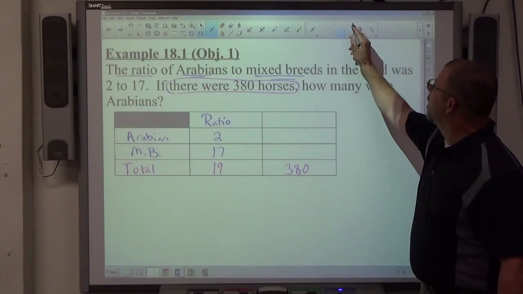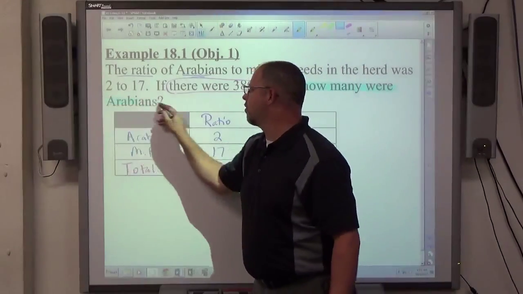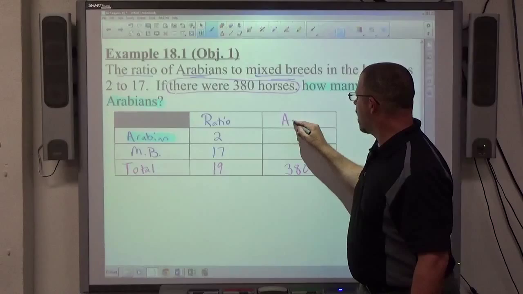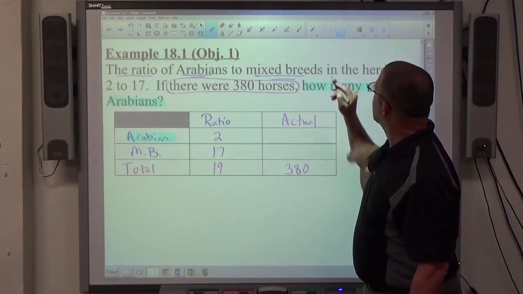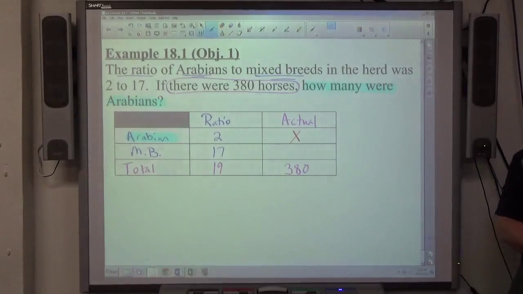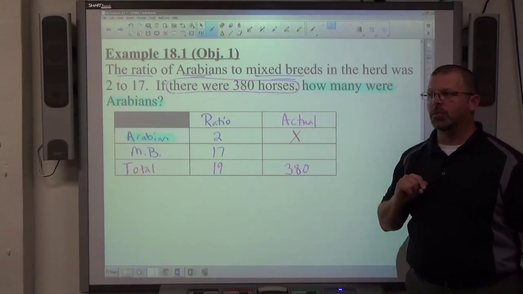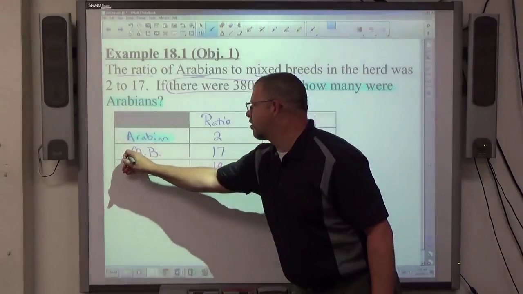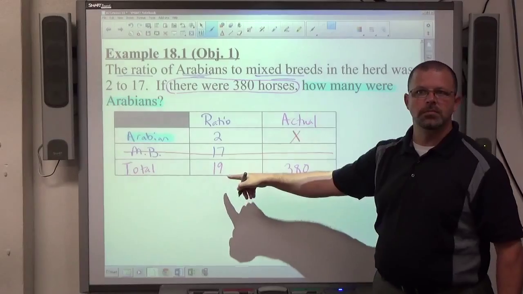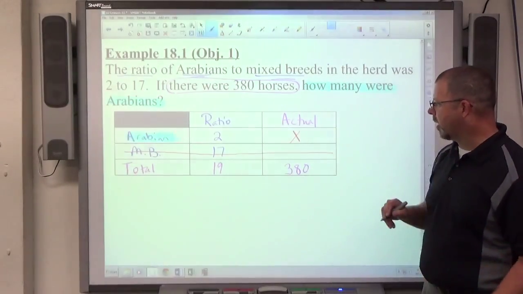Then the final thing is to look at what they're asking us to find. How many were Arabians? So we're interested in this number. In our actual column, we're going to figure out how many Arabians there are, so that's our unknown. We could have also found out how many mixed breeds there were, but they're not asking us that, so we'll skip that. So this mixed breed row is no longer important. The 17 was needed to get to 19, so it was important to that extent. But at this point, we don't care to know that. We just want to know what x is.